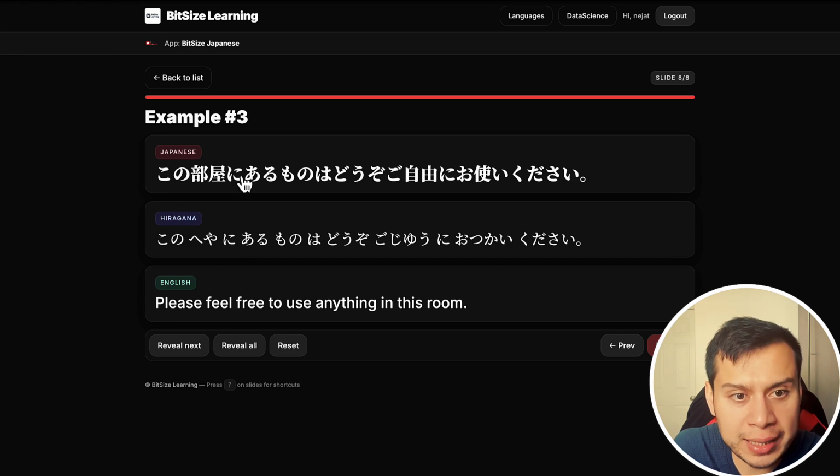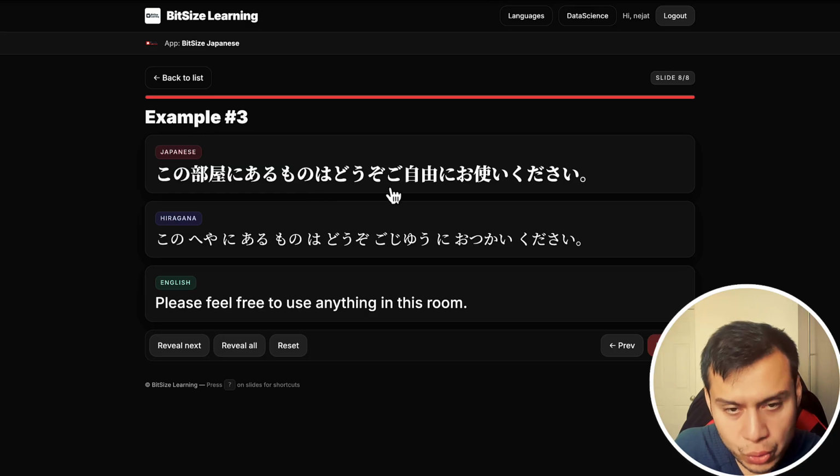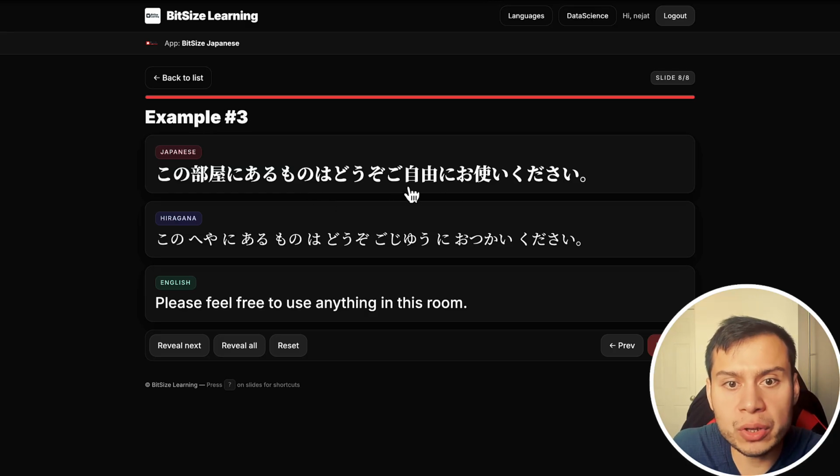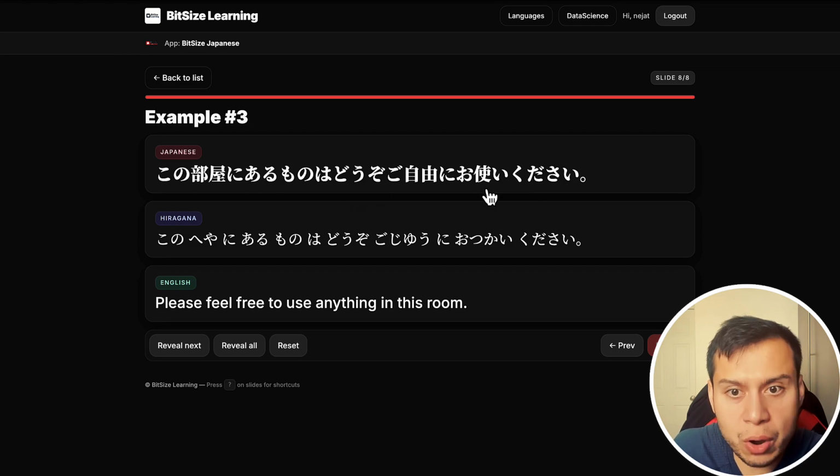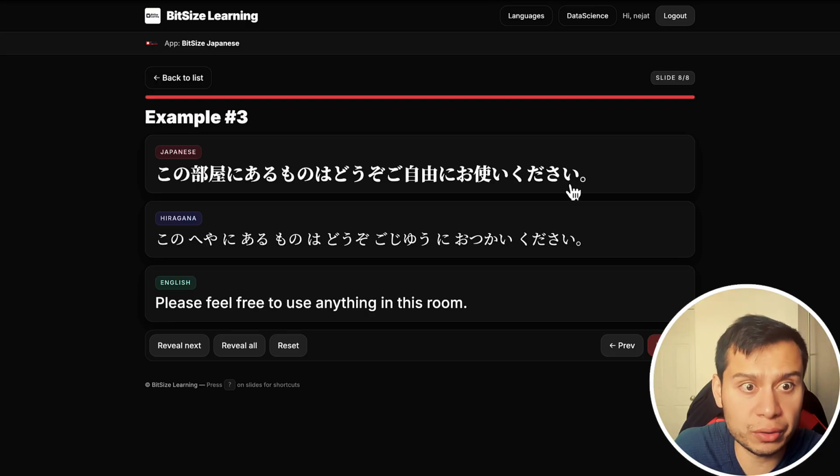So この部屋には, so この部屋 is this room, に at this room, あるものは, so あるもの is existing things, okay? So the existing things at this room or in this room, この部屋にあるものはどうぞ please ご自由に, so freely ご自由にお使いください. Use it freely. So please use anything in this room freely. この部屋にあるものはどうぞご自由にお使いください。So that's our third example.